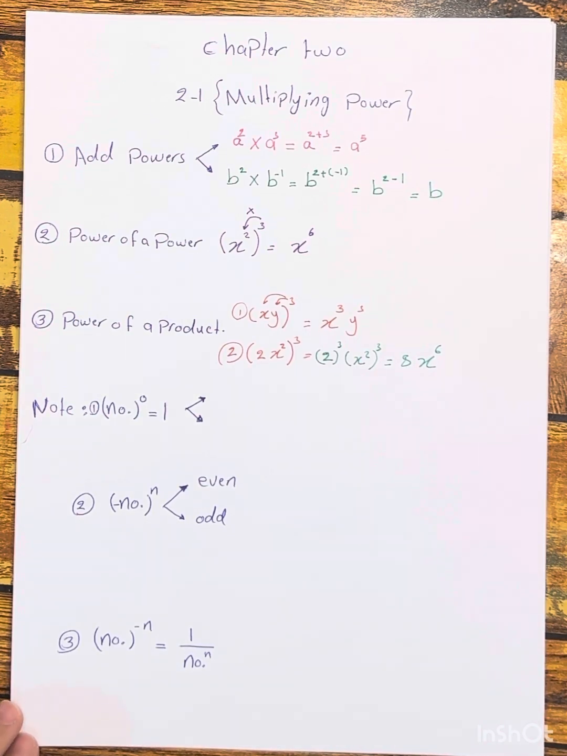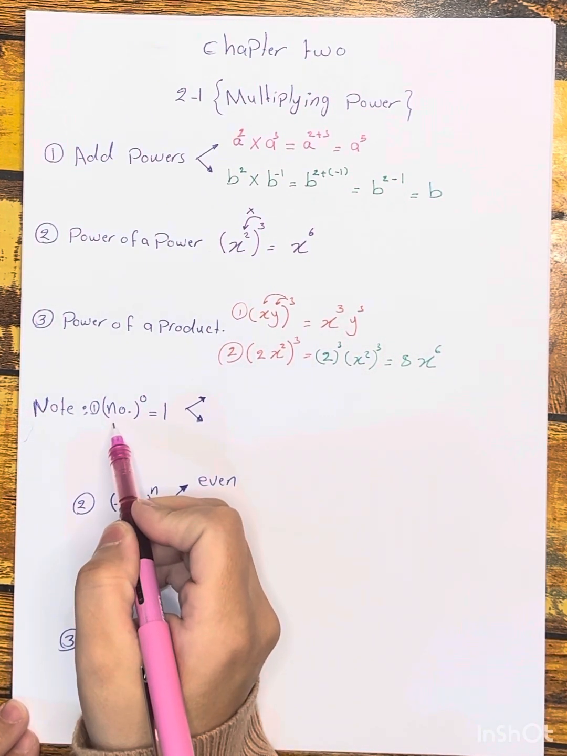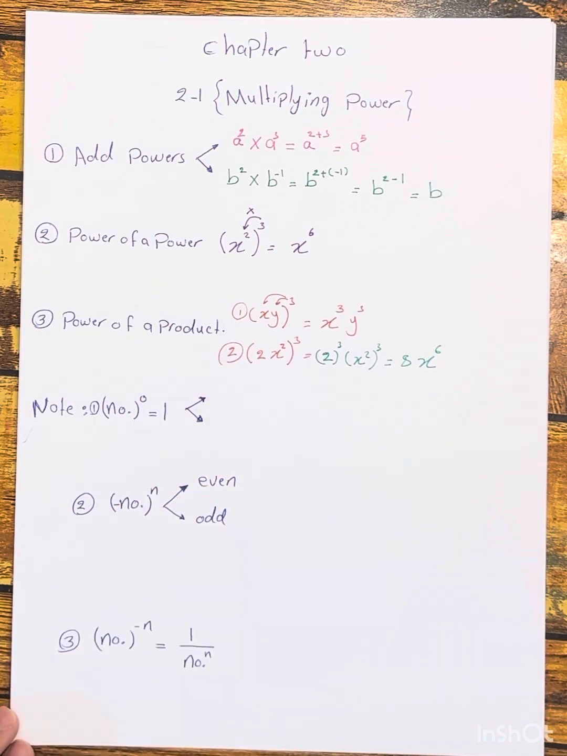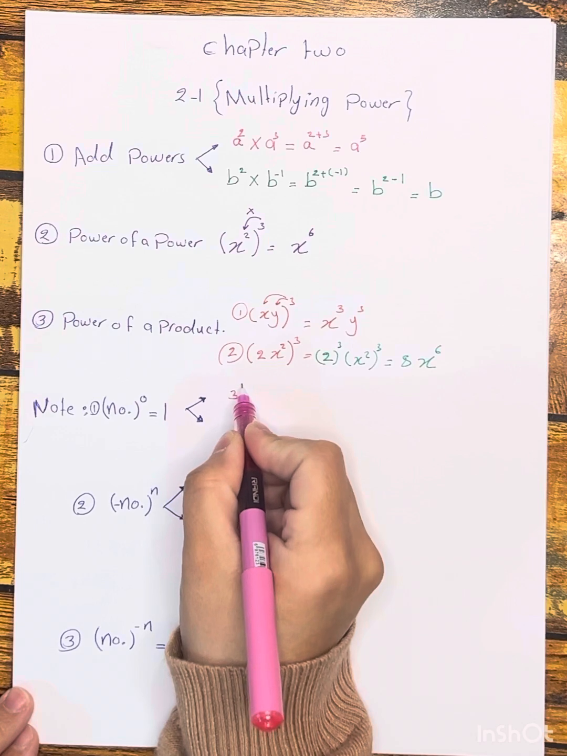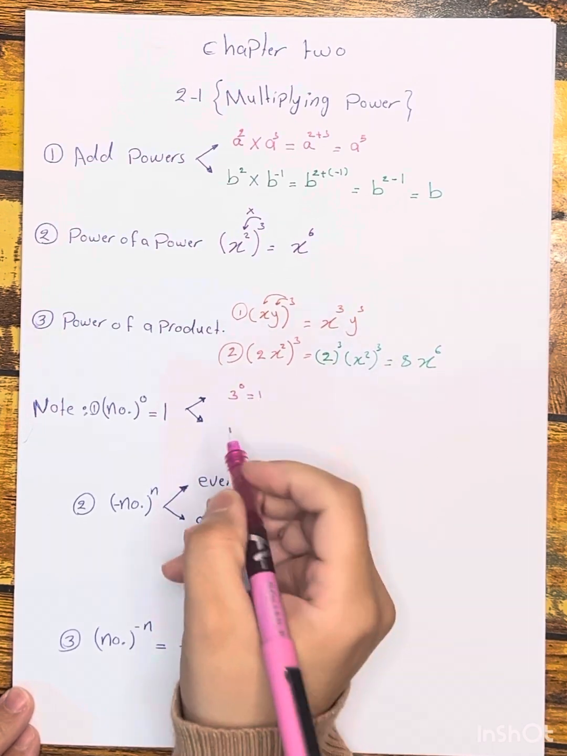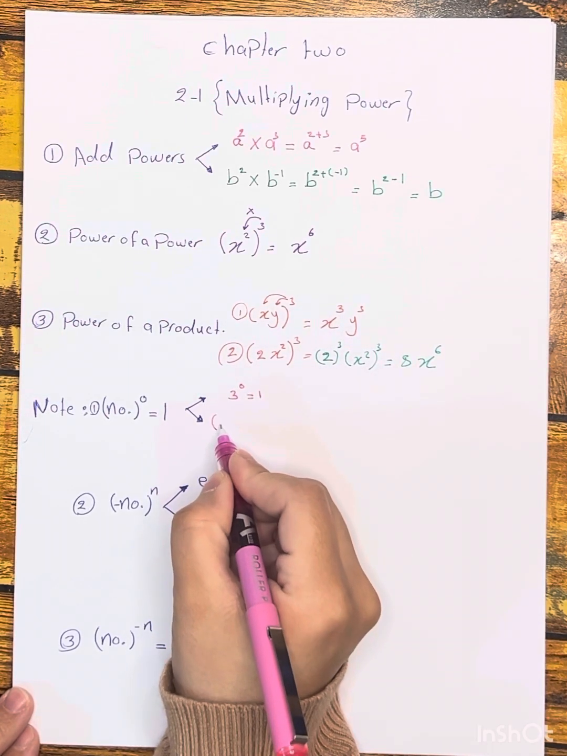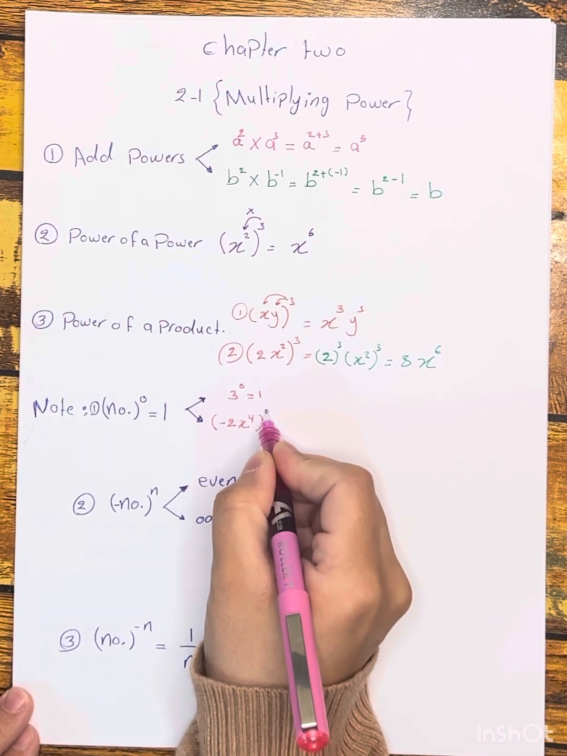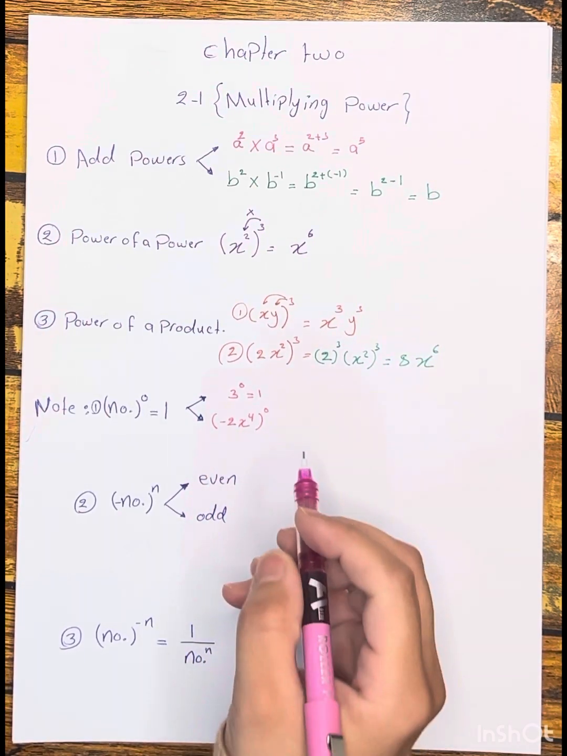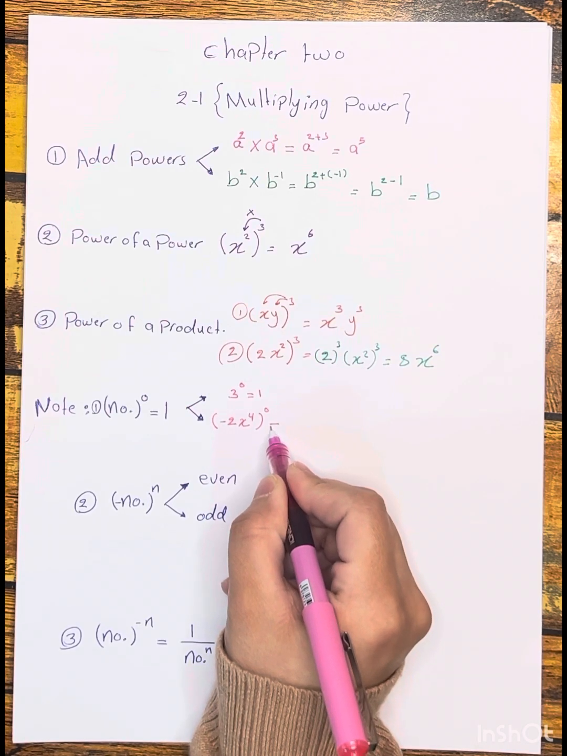Another note says any number raised to the power of 0 will be 1. For example, we have 3 to the power of 0, it will be 1. Another example, negative 2x to the power of 4, this bracket raised to the power of 0 also will be 1.